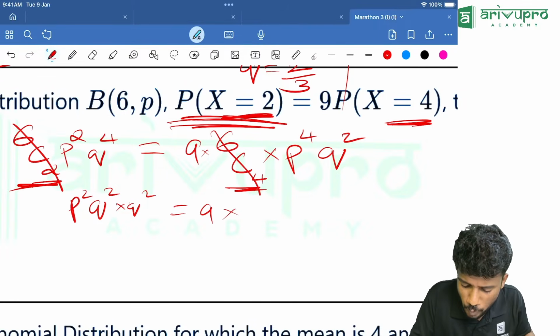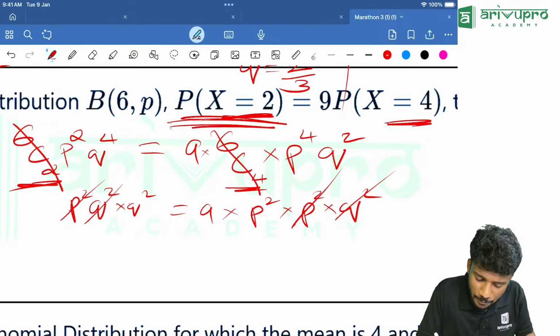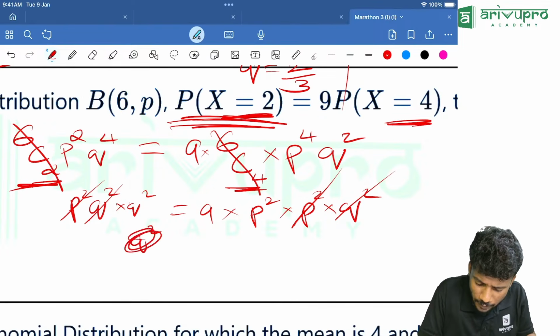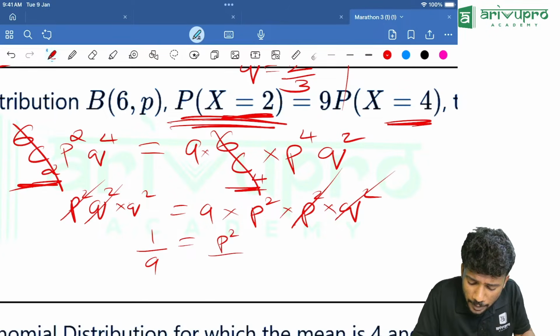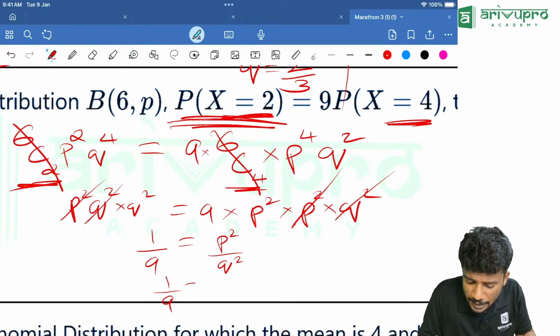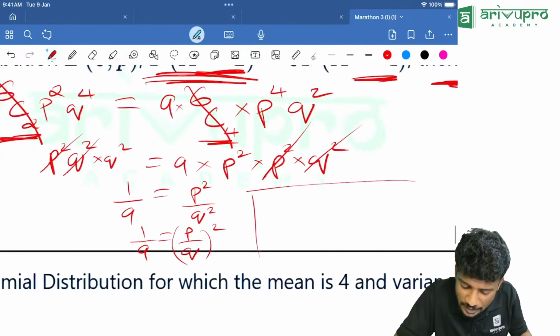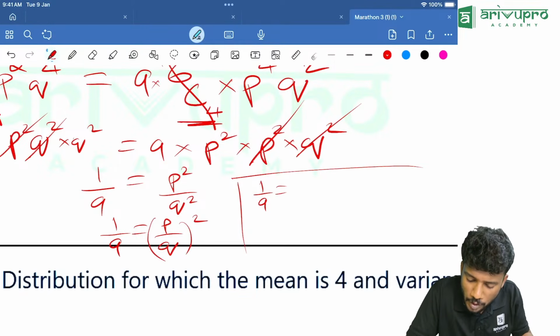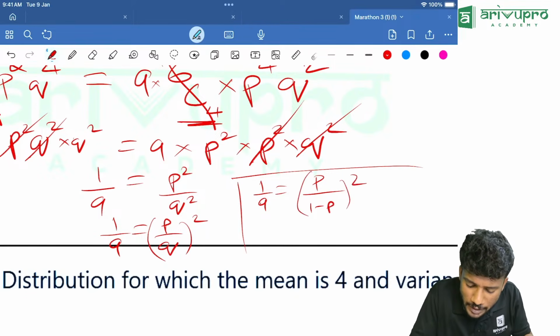Which is equal to 9 into, can I write it as p square into q square? I can do that. Cancel this p square, p square. Cancel this q square, q square. What is remaining? I took the 9 to the other side, so 1 by 9 is equal to p square by q square. From this I am writing 1 by 9 is equal to p by q the whole square. Now what do we require? We require the value of p. So 1 by 9 is equal to p divided by, what is the value of q? 1 minus p, the whole square. So instead of writing 9, can I write it as 3 the whole square, 1 by 3 the whole square?